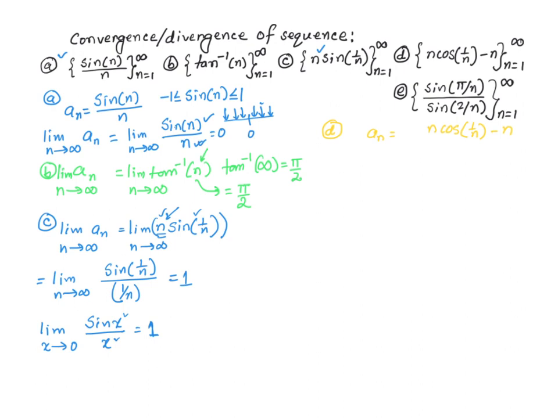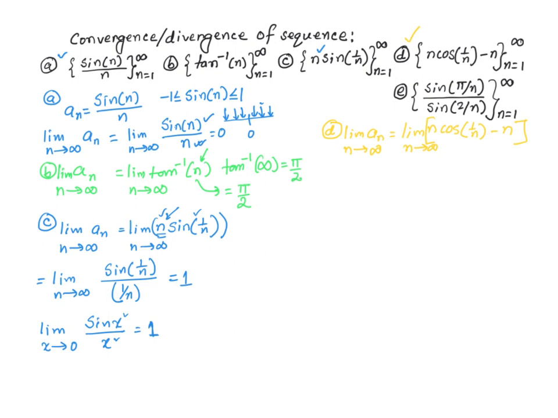Now let's talk about D, which is this one, n cosine of 1 over n minus n. So how does this sequence behave as n goes towards infinity? Again, we are going to take the limit as n approaches infinity of A sub n, and the limit as n approaches infinity of this whole thing, by the way.